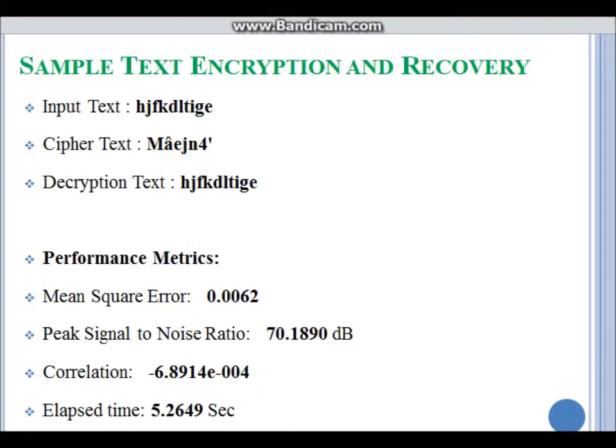Sample text encryption and recovery. In this, we have shown the input text, ciphertext, and the decrypted text, which is the same as the input text. Performance metrics. The performance can be calculated with the help of mean square error, which is very low compared to the previous methods, and the peak signal to noise ratio, which is high compared to the previous projects.